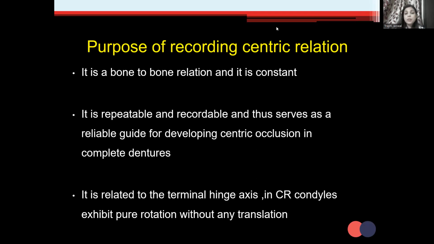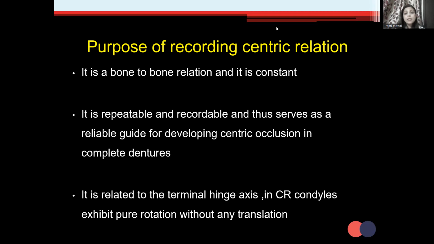In dentulous patients, the periodontal ligament in the teeth acts as a proprioceptor center to guide all the movements. In the edentulous patient, these proprioceptor impulses are generated by the centric relation position, which acts as a guide, and it is a constant position. So it will act as a proprioceptor center in the edentulous patient. So it is very important to record the centric relation position, and then we can fabricate the dentures in the centric occlusion position, which coincides with the centric relation position.